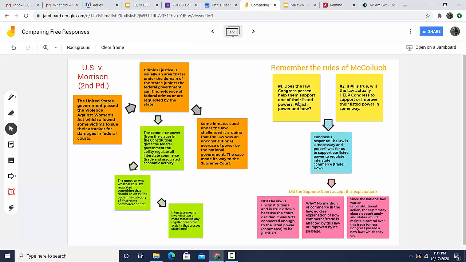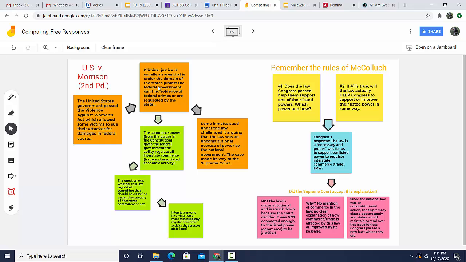Okay? Ultimately, the Supreme Court rules here the law is unconstitutional, and they strike it down because they decided it's just not connected enough to the listed power of commerce to be justified. There was no mention of it. There was no clear explanation of how it was affected by the law or improved by its passage. And of course, that means since the law was unconstitutional, the Supremacy Clause doesn't apply. States maintain control over this issue unless Congress passes a new law, which they did. They modified the law, actually, to make it work.